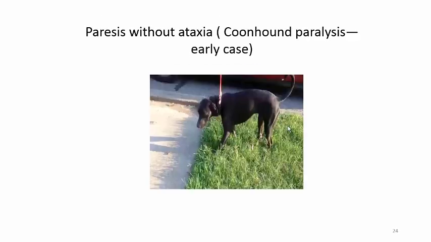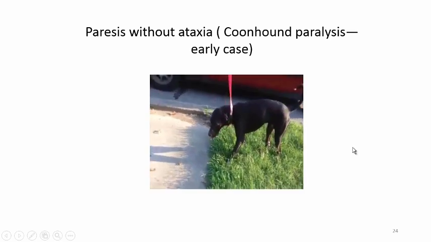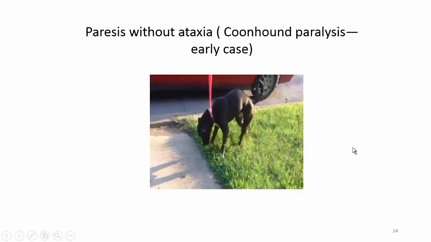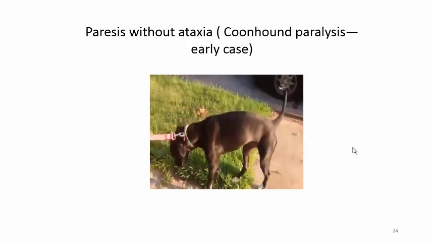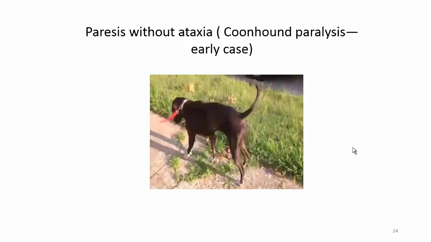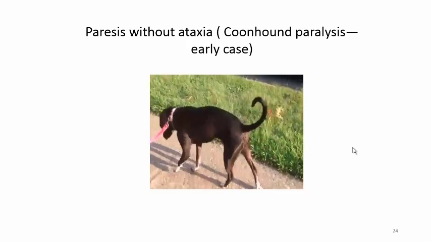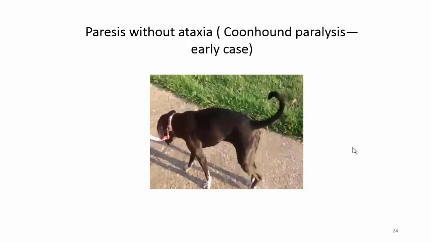And this is paresis without ataxia. So this dog is really just stiff. This was an early case of Coonhound paralysis. I mean, he really is quite stiff, and he's having problems, but he's not ataxic. He's not falling over.